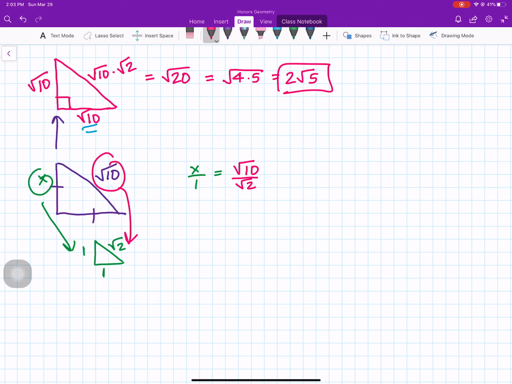Again, keeping in mind that when you're setting up a proportion, you're staying consistent. So in this case, I put the purple triangle on top and the green triangle on bottom for both fractions. Now, if you wanted, you could cross multiply. But here it's almost unnecessary because this is x divided by 1. X divided by 1 is just x. And then here, since you have root 10 divided by root 2, that's root 5, because you're always allowed to divide roots.